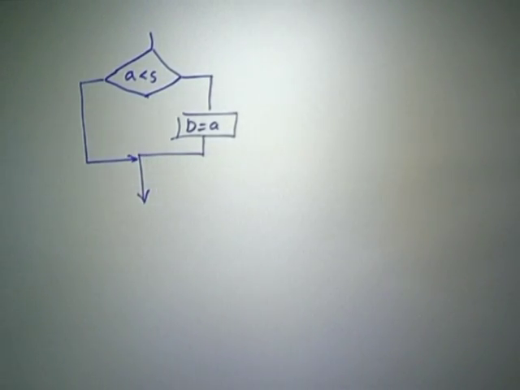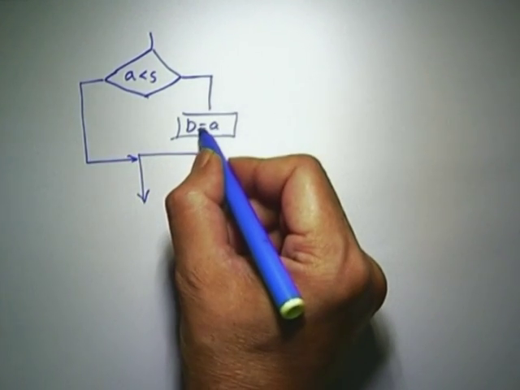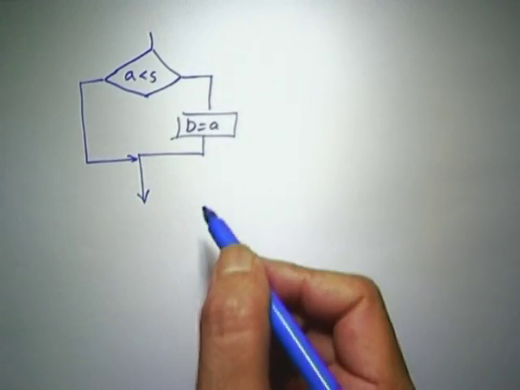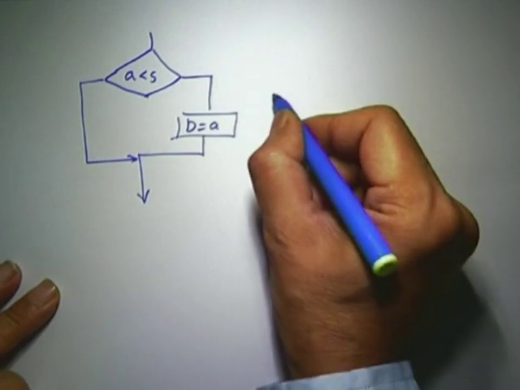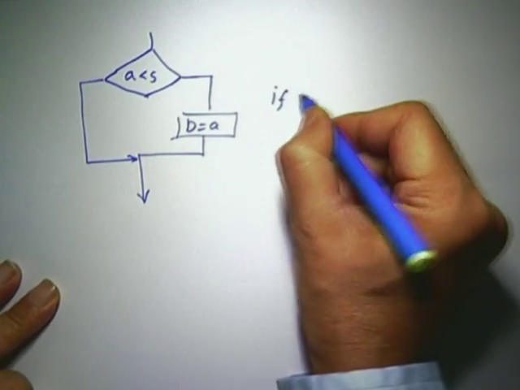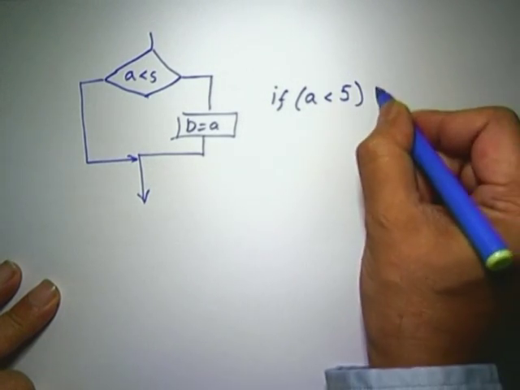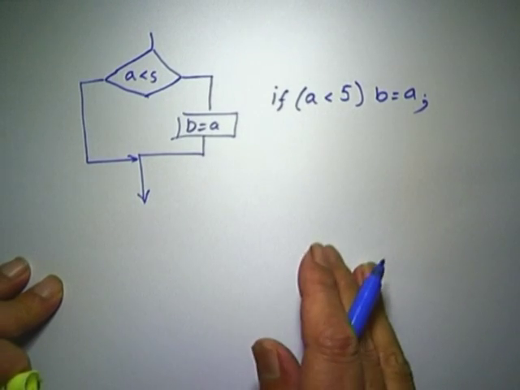Suppose I want to implement this logic. If A is less than 5, I want to assign A to B. But if A is not less than 5, I don't want to do anything. B might have some earlier value. Then I will implement this by simply saying, if A is less than 5, B equal to A. There is no else required here.